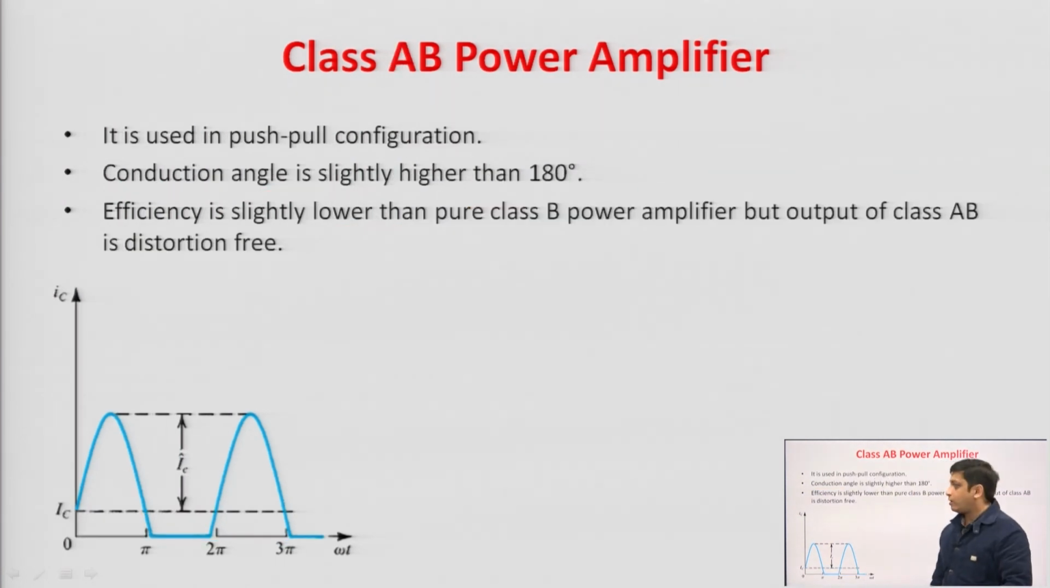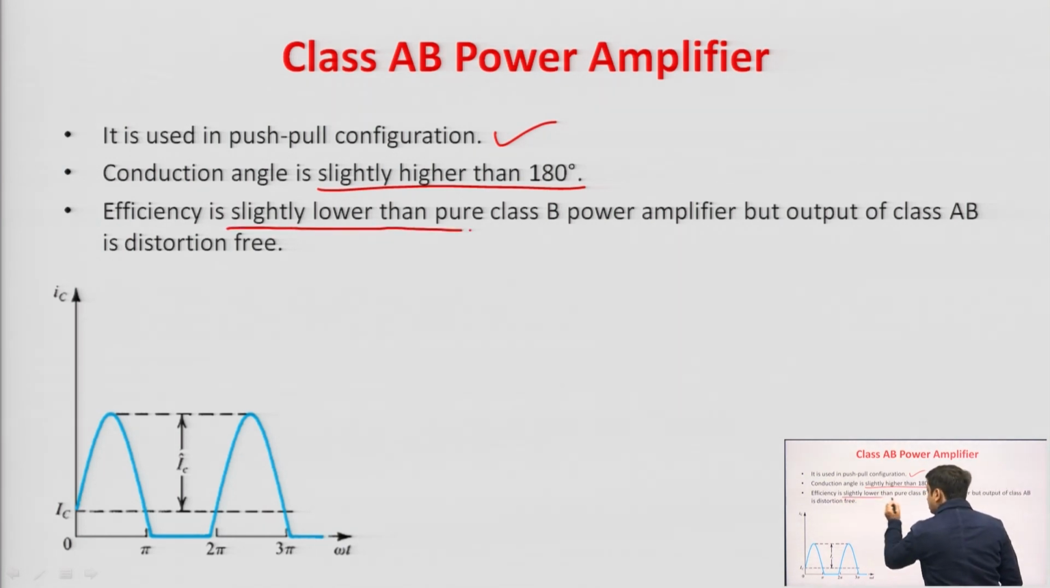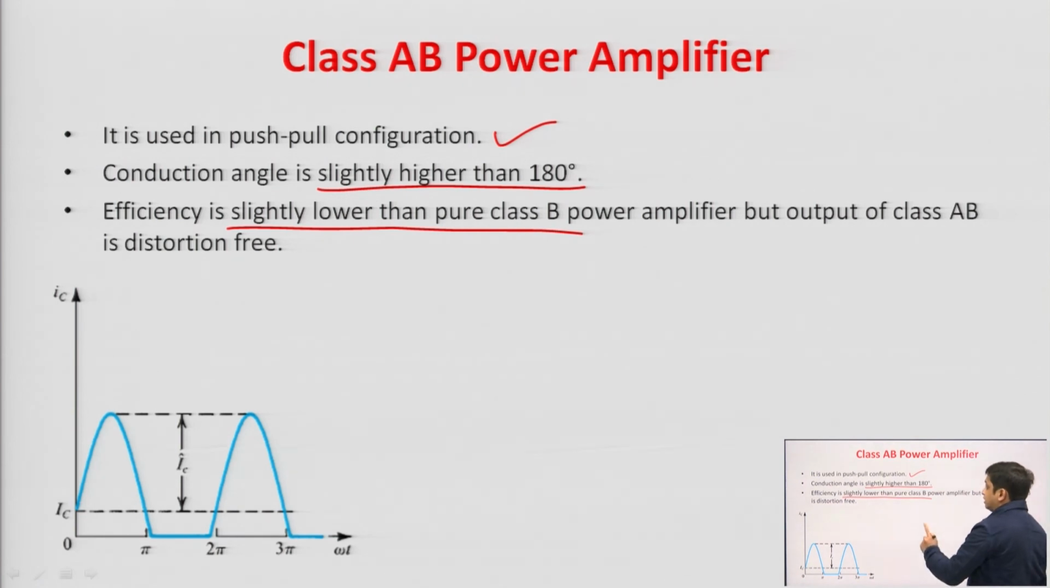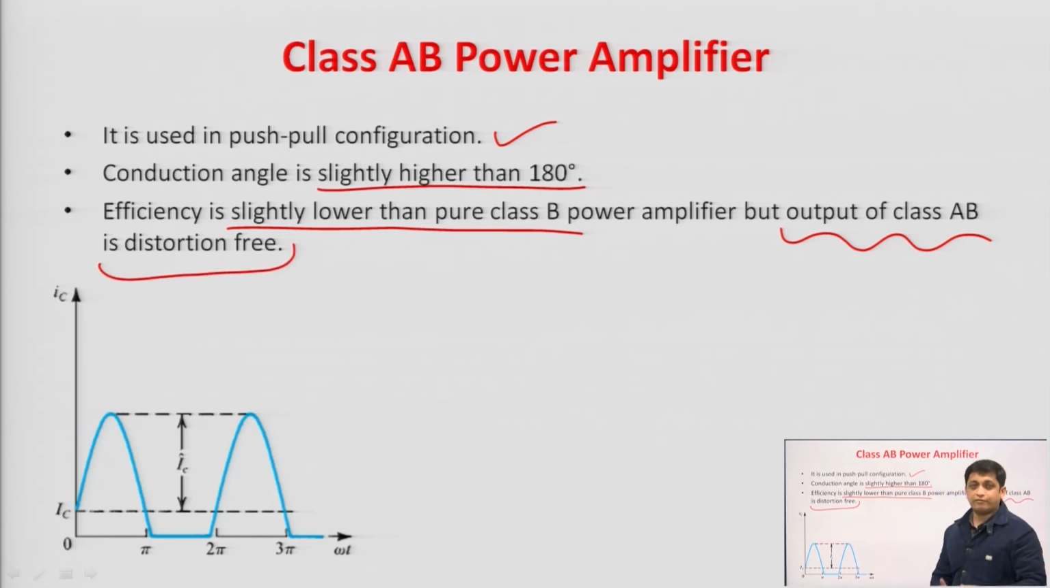Next is class AB power amplifier. It is used in push pull configuration, that is the first point, and the conduction angle is slightly higher than 180 degree, but the efficiency is slightly lower than class B power amplifier. But the biggest advantage of class AB amplifier is that the output of the class AB is distortion free. That is why in many cases we use this class AB power amplifier, because it is distortion free and we are getting the efficiency just slightly lower than the class B power amplifier.